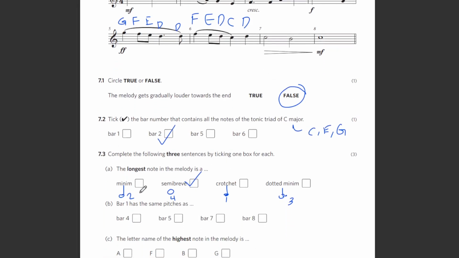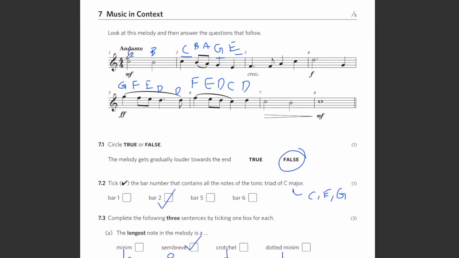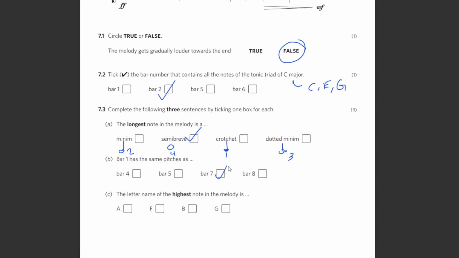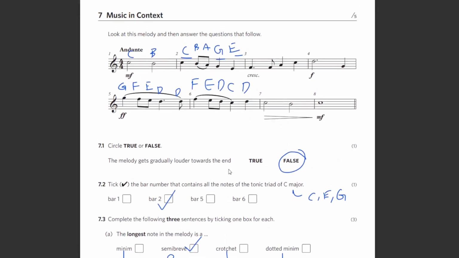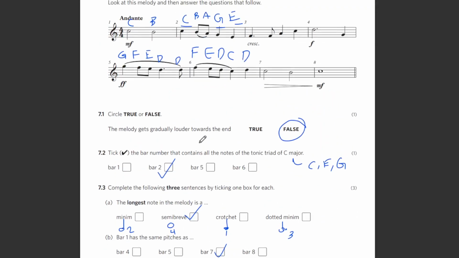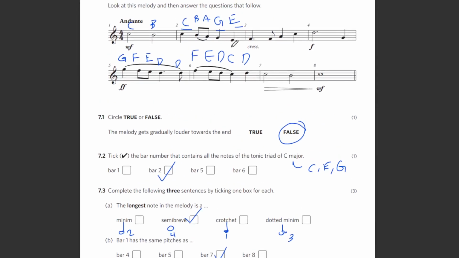Bar 1 has the same pitch as, so let's look at bar 1: C, B. Okay, this is exactly the same notes in bar 7. So same pitch as bar 7. Or you can do it this way. You check bar 4. This is D and G, different. You check bar 5. G, F, E, D, D, totally different. 7 is the same. 8, only one note. Okay, don't have this note. So 8 is also out.